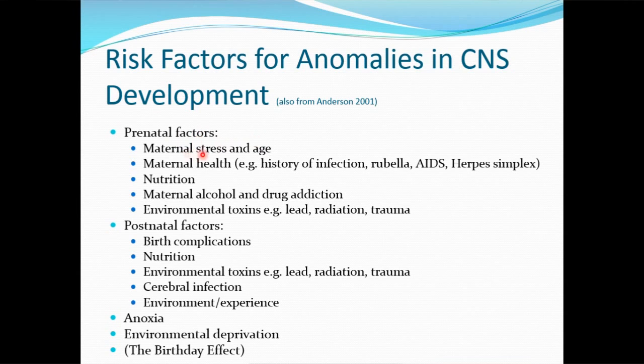All right. And then what are the risk factors for anomalies in the central nervous system? Prenatal factors like maternal stress, nutrition, etc. Postnatal factors, again like nutrition, cerebral infection, anoxia, etc. And then I just mentioned the birthday effect here because although there's nothing wrong with a child if they experience the birthday effect, do you know what the birthday effect is? You have a child who's born late in the year. So let's say November, December.